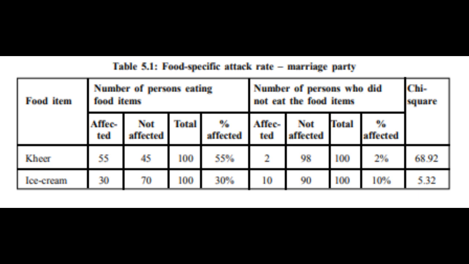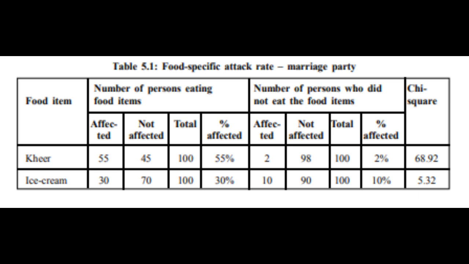The food-specific attack rate for two food items is shown in Table 5.1. Table 5.1, Food-Specific Attack Rate, Marriage Party. Look at the screen. As seen in Table 5.1, the percent of illness among persons eating and not eating each food item is calculated and compared. The kheer has the highest attack rate among consumers and lowest among non-consumers. Highly significant correlation, p less than 0.001, is found with kheer.